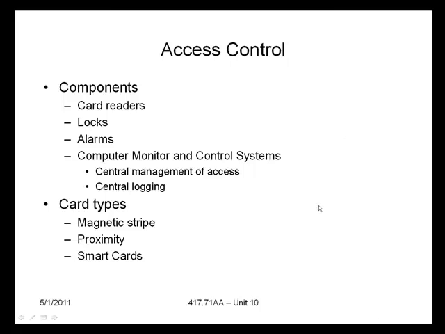Access controls are dealt with on page 605 through, looks like 608 or so forth. There's several components to an access control system. You've got card readers. Nowadays, for the most part, when you need to get into a building, you're issued a card. That card may have a magnetic or electromagnetic device built into it. It may be a smart card with a chip on it. The card is read by a card reader.